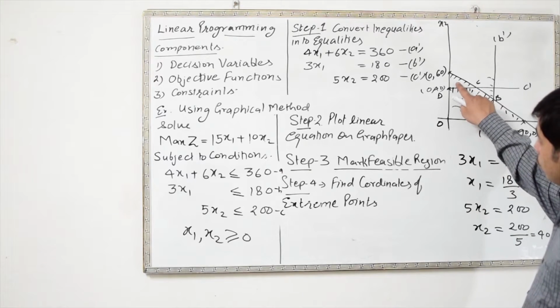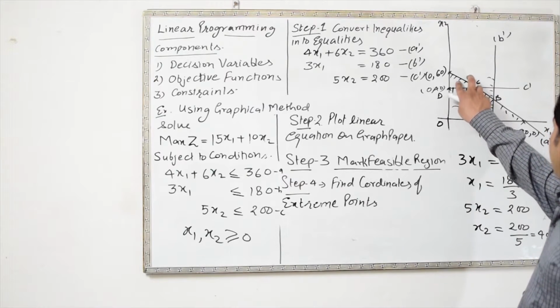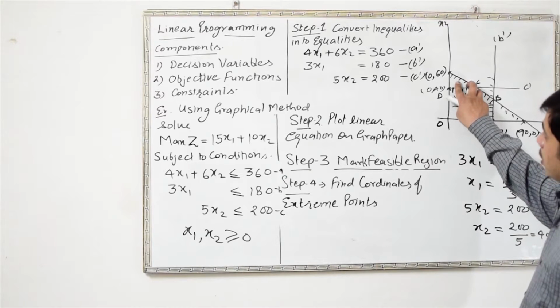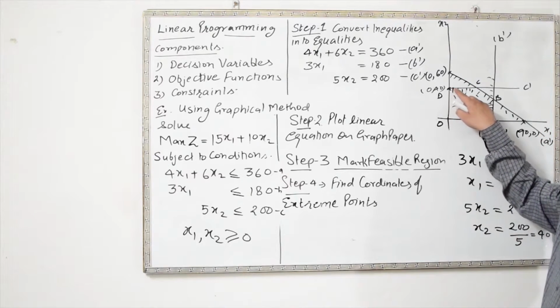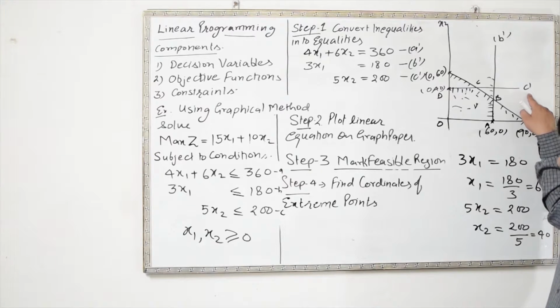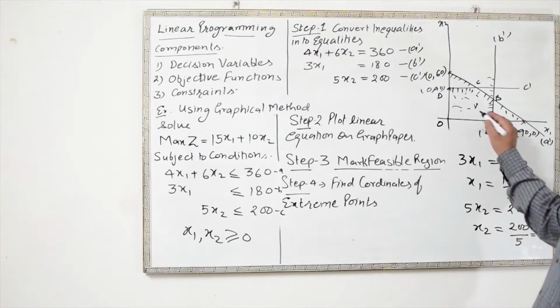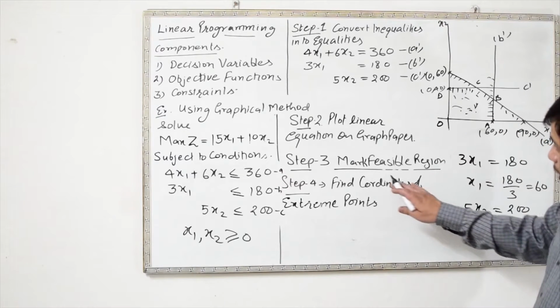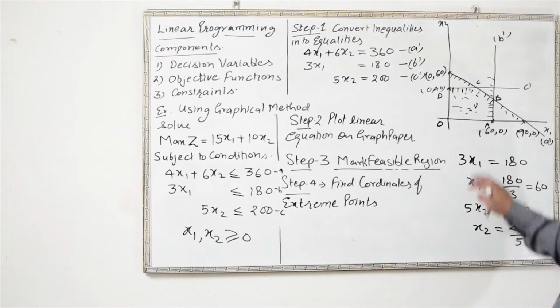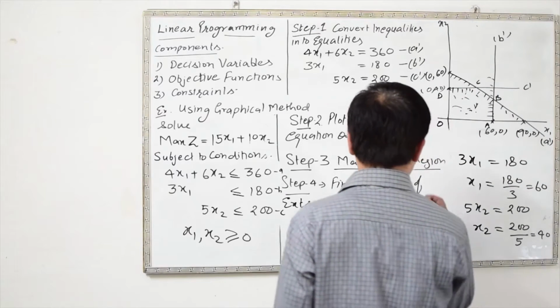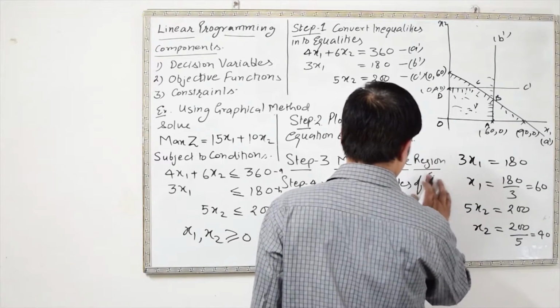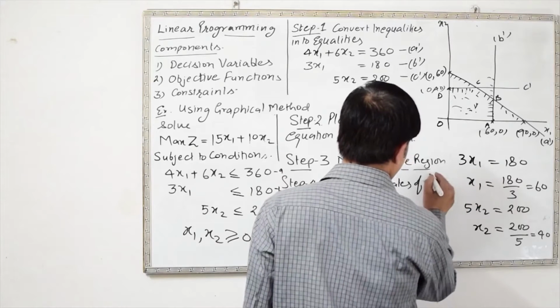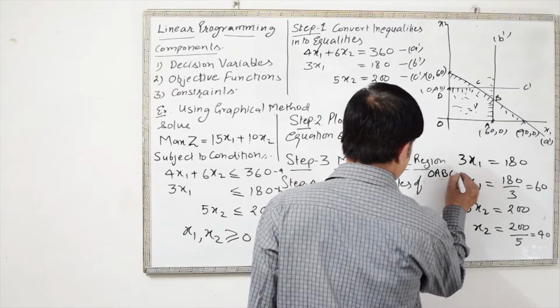If we consider this region, it satisfies constraint A dash, but it is beyond the constraint C dash. So this is my region. This is the feasible region that we have obtained, O, A, B, C, D. Let me mark it here.